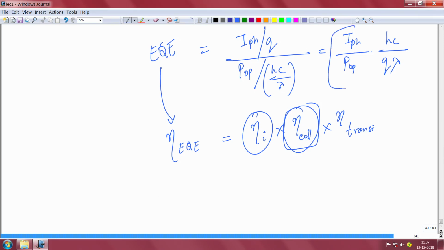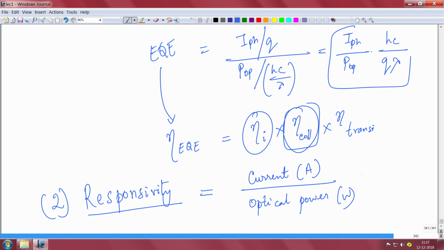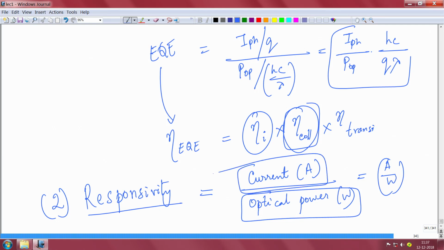So this is your expression for external quantum efficiency, but you have to remember that it is connected very much to the second most important figure of merit, which is called responsivity, a very critical figure of merit for a photodetector. Responsivity is defined as how much photocurrent you are getting out of the device, in ampere or milliampere, divided by how much optical power you are shining, in watt. So the unit is ampere per watt. It depends on how much optical power you shine at a particular wavelength, and how much current you get out because of that light.